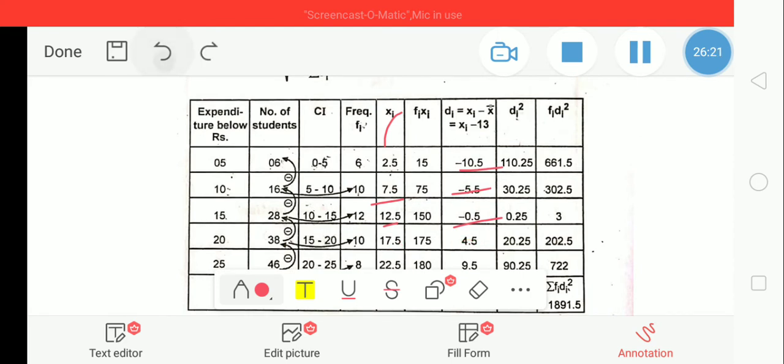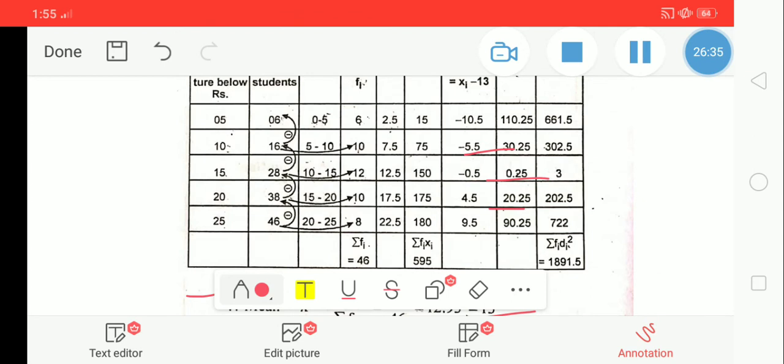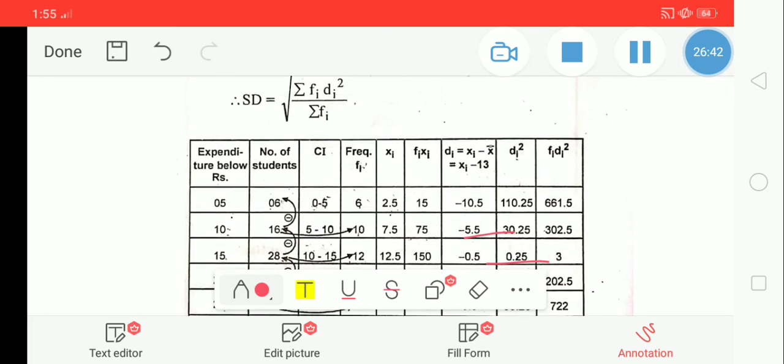Now take d square. So 10.5 square is 110.25. 5.5 square is 30.25. 0.5 square is 0.25. And 4.5 square is 20.25. And 9.5 square is 90.25.